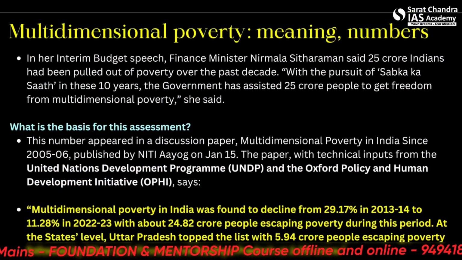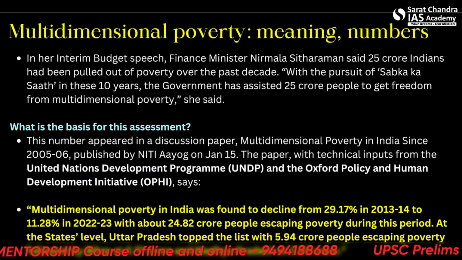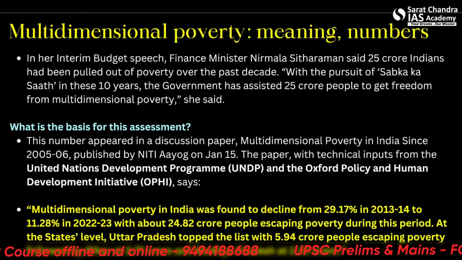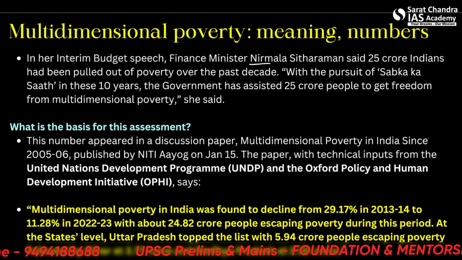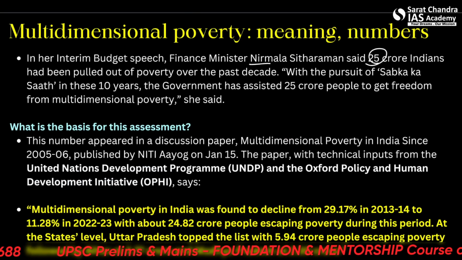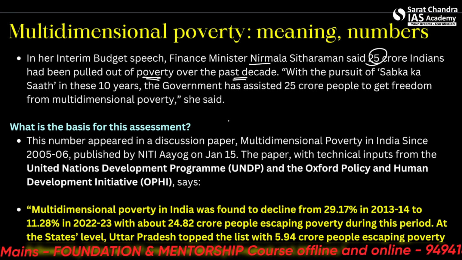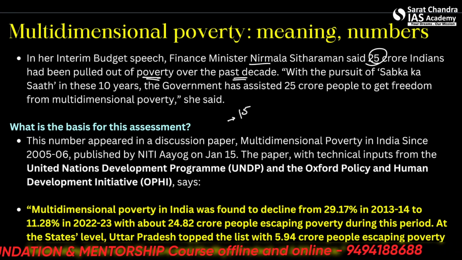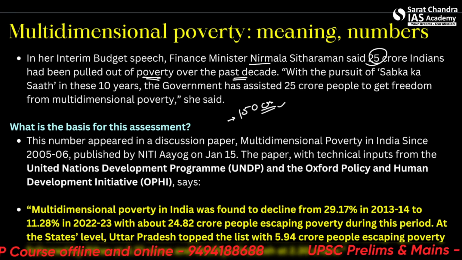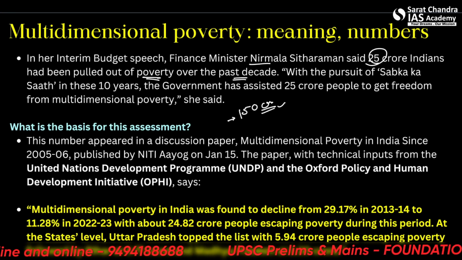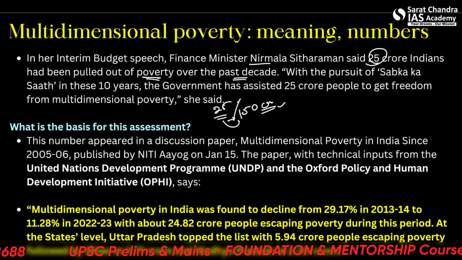Now let's talk about another very important thing. What is multidimensional poverty, and what is the trend of multidimensional poverty in India? This is also about the budget. In her interim budget speech, FM Nirmala Sitharaman said 25 crore Indians have been pulled out of poverty over the past decade. When we count the number of Indians, it is approximately 150 crores. Exactly, it's 140.76 crores.